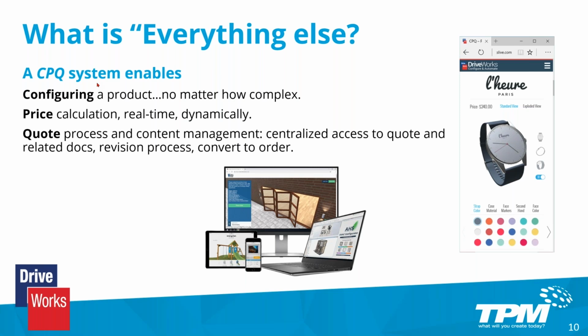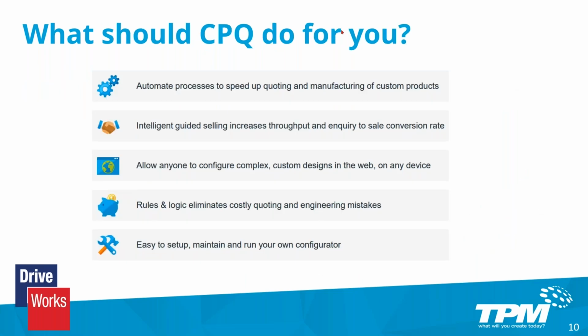And then what do you do with that information? How do you process it and manage it? The quote is the traditional document of choice to do that. But going beyond just simply creating a quote, how do you provision centralized access to the quote? How do you manage a revision process? And furthermore, how do you take that to a downstream step, such as converting it to an order and getting that same information into manufacturing's hands? So a good CPQ system ought to address the following.